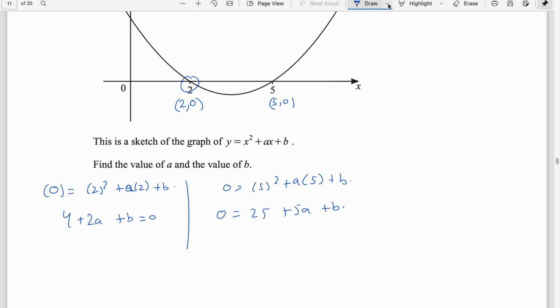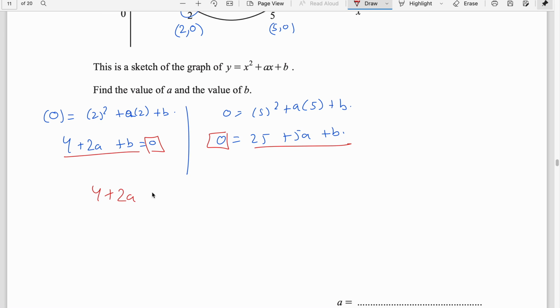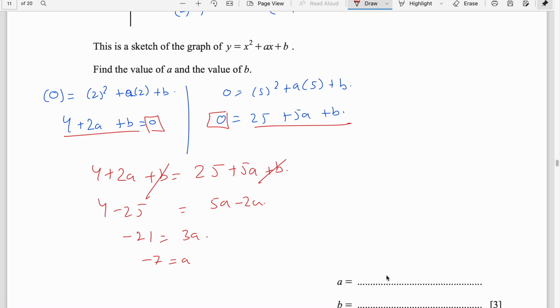So if we rearrange or use this directly, solve them simultaneously. This equation is equal to 0, this equation is equal to 0, so we can equate them. So 4 plus 2a plus b is equal to 25 plus 5a plus b. b goes with b. Take 2a on the other side. This is 5a minus 2a. Bring 25 on this side, it is minus 21 is equal to 3a. 21 by 3 is 7. a is equal to minus 7.